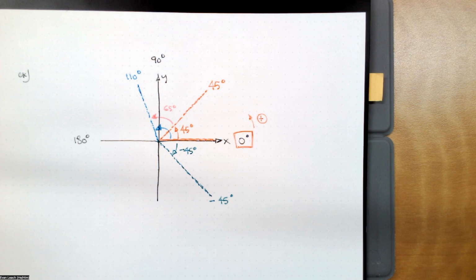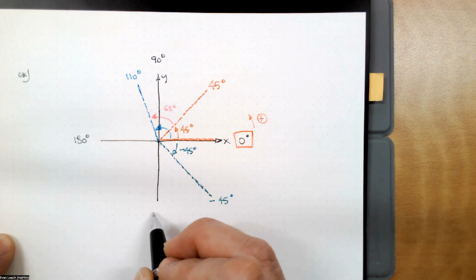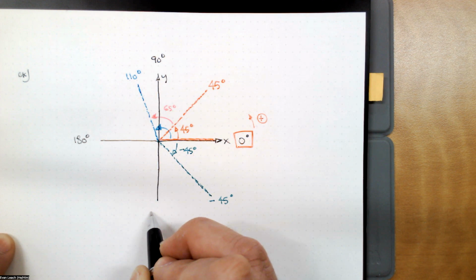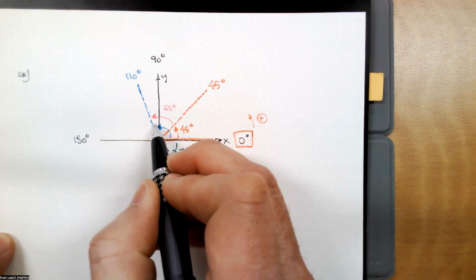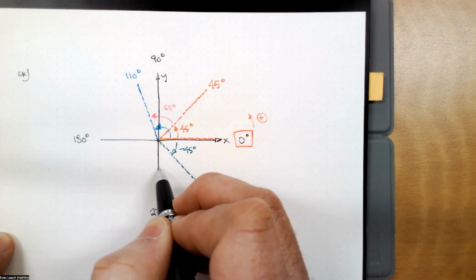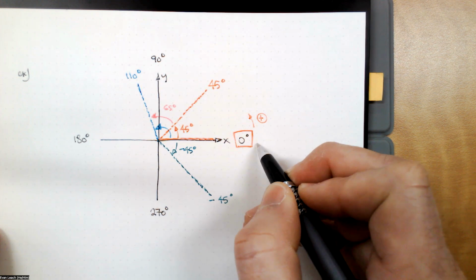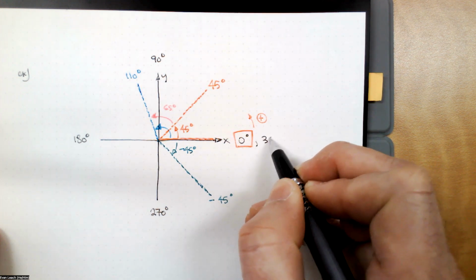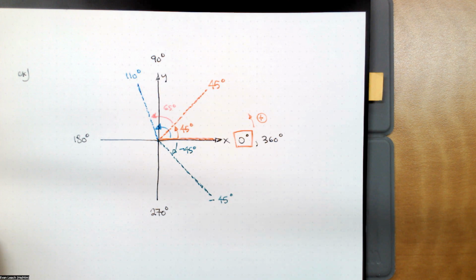If I keep going, all the way around here, how many degrees have we gone through? 270. Each quadrant has 90 degrees in it, so 90, 2 90s, 3 90s. And what's another name for 0 degrees? 360. Now we just labeled that one location, 0 degrees, as also 360 degrees.